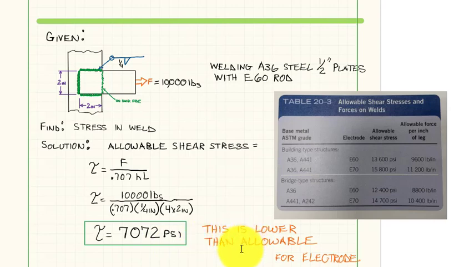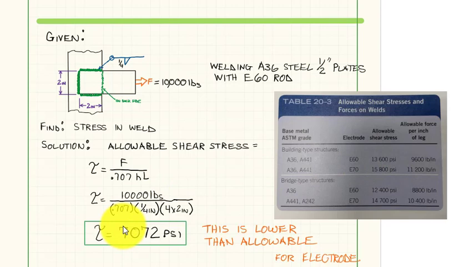This is lower than the allowable stress for that electrode. Now, how do we know that? Okay, in this table right here in Blodgett, later on we'll have these tables for you guys, and you have it right here in front of you. Basically, what they're going to have is our base metal, A36 steel. We're using an E60 electrode right here, and it says the allowable shear stress in the weld is 13,000. So this thing is going to hold up.